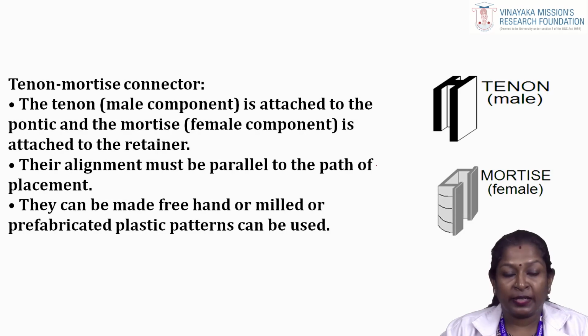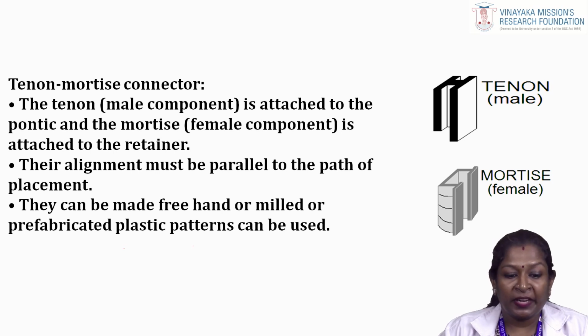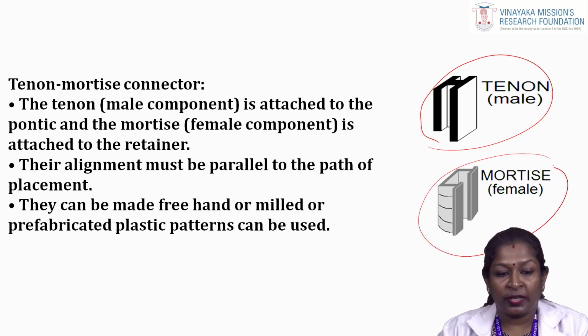Going into detail about the tenon mortise connector, the tenon or the male component is attached to the pontic, and the mortise or the female component is attached to the retainer. Their alignment must be parallel to the path of placement. They can be made freehand or milled, or prefabricated plastic patterns can also be used. If you look at this picture, this is the male component or the tenon, which will be attached to the pontic, and the mortise or the female component which will be attached to the retainer.